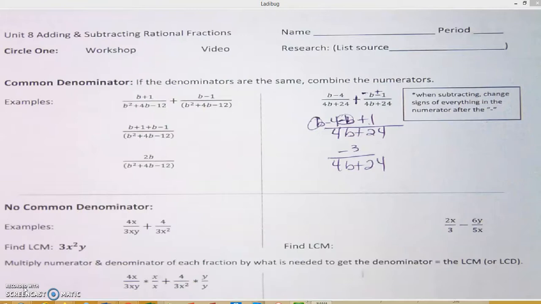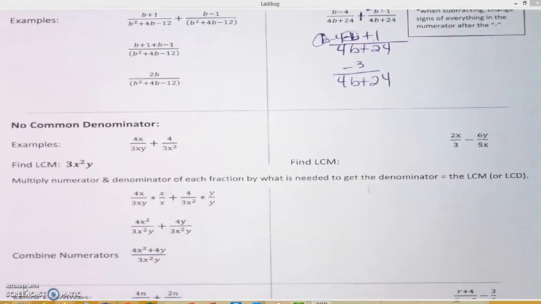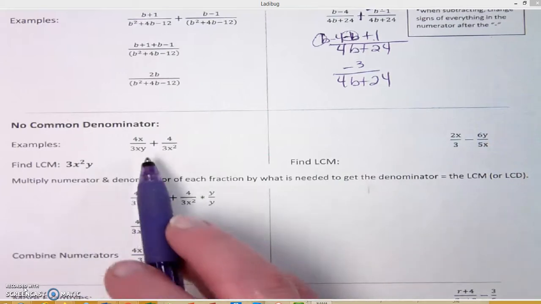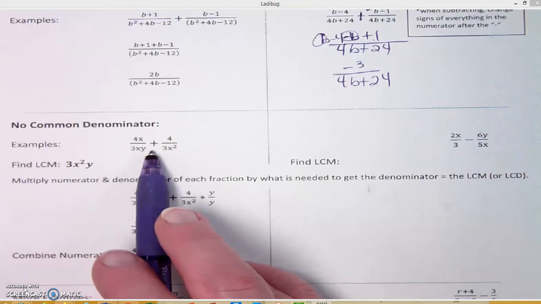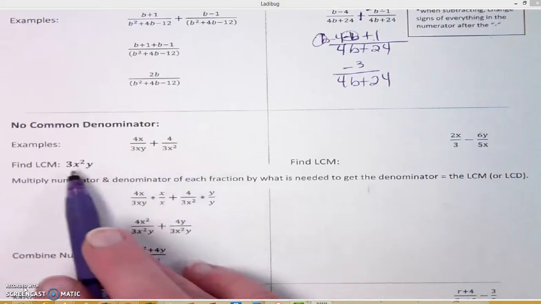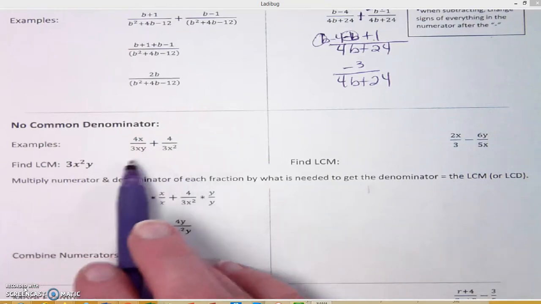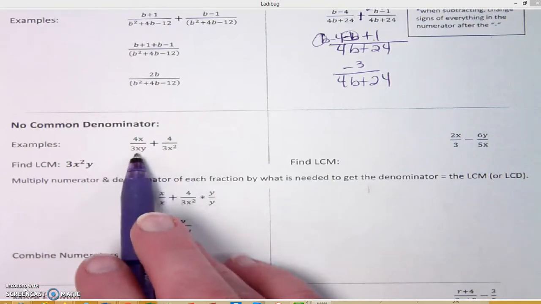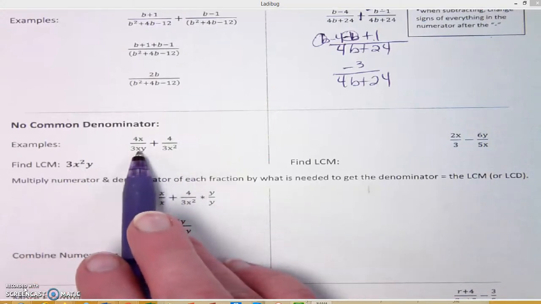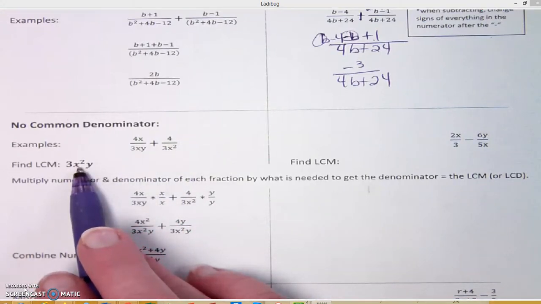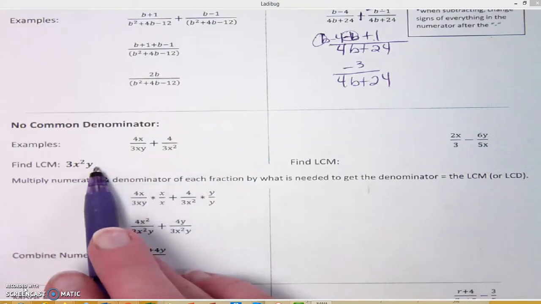Now if you do not have a common denominator, then you need to find the least common multiple. So here's an easy one to start off with. I have 4x over 3xy plus 4 over 3x squared. So my least common multiple is going to be the combination of something that both of these will go into. I have a 3 in both of them, so I can do a 3. I have an x squared. This one just has an x. So I need to have an x squared as part of my least common multiple. And then this has a y, but this one doesn't. So I'm going to have to include the y.